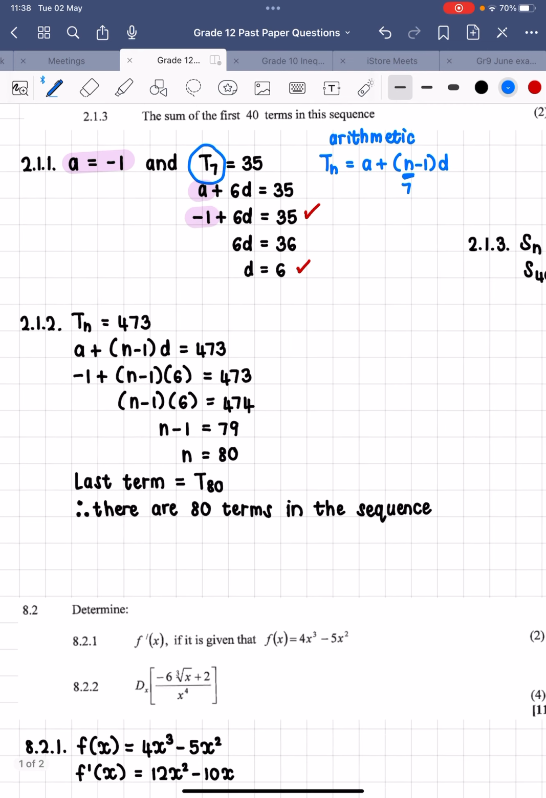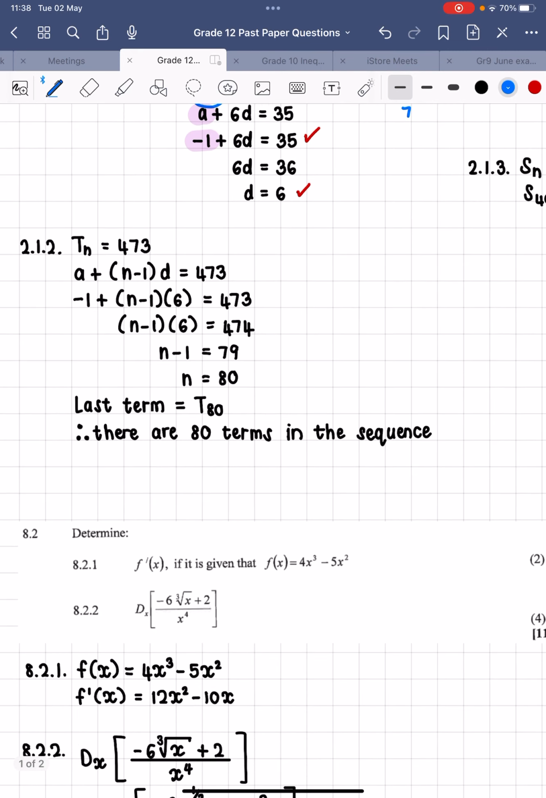Okay, so here again, it's still an arithmetic sequence, so I'm still using that same formula. I'm putting in my A value, which they gave us in the beginning, plus N minus 1 times D. That is now the answer from the previous question. That's 6. And that is equal to 473. The term that they gave us. Right? They asked us basically which term is equal to 473. So we make 473 equal to the nth term formula.